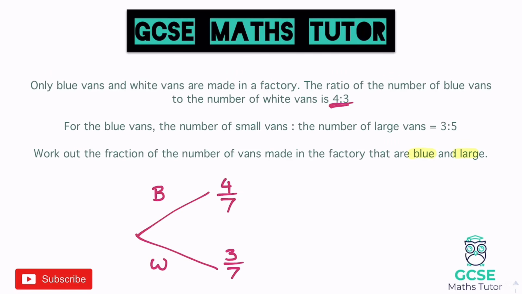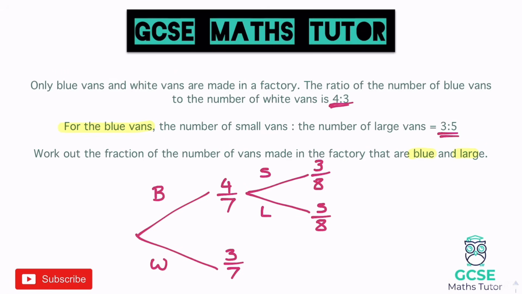There we go. And then it gives us the next piece of information. Now, it only mentions anything to do with the blue vans here. And as these questions develop, we're going to have a look at ones where it mentions something about both branches. But in this particular question, it just says for the blue vans, we've got small and large. So I'm only going to do another branch coming off the blue vans here. And that's going to be our small ones and our large ones. And again, we've got a ratio here, it's 3:5, so it's out of 8 in total. So for the small vans that's the 3, and that's 3 out of 8. And for the large vans it's 5, and again, that's 5 out of 8.